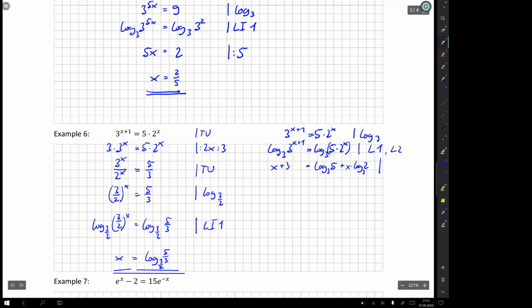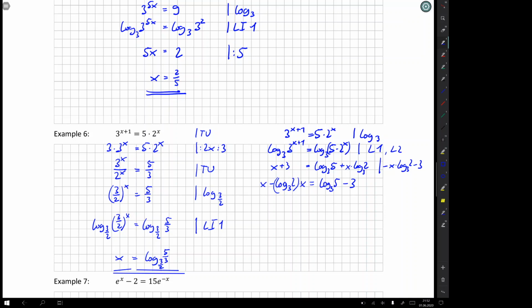Now, remembering this is again just a number, so I have a certain number times x, so I have to subtract that to put all the x on one side. So I'll take minus x times log 2 in base 3, and I'll subtract also the 3 here on the left hand side. So what I get is x minus logarithm of 2 in base 3, the whole thing times x, equals logarithm of 5 in base 3 minus 3.